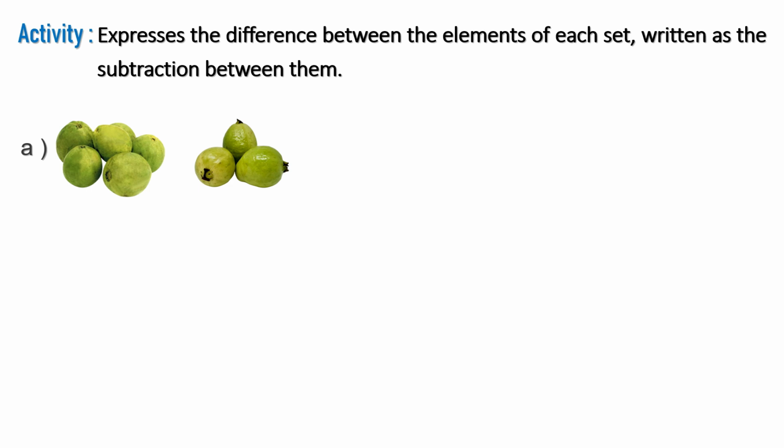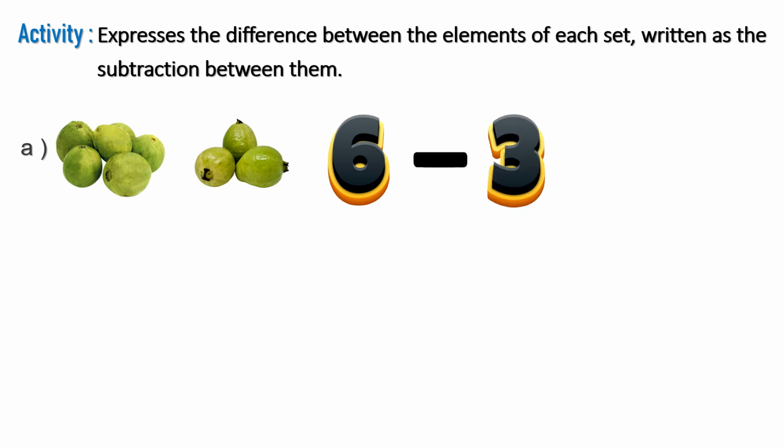Algebraically, it would be the group of 6 guavas we identify with the number 6, the process of removing a group we identify with the subtraction symbol, the group of 3 guavas we identify with the number 3, obtaining the difference we identify with the equal sign, and the total group of 3 guavas we identify with the number 3.